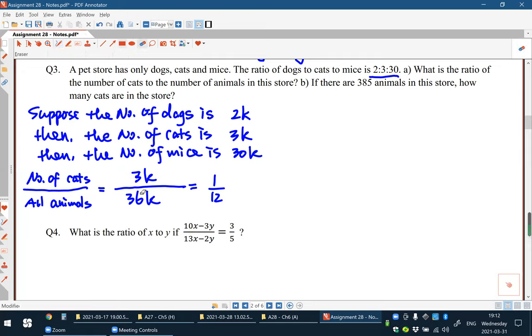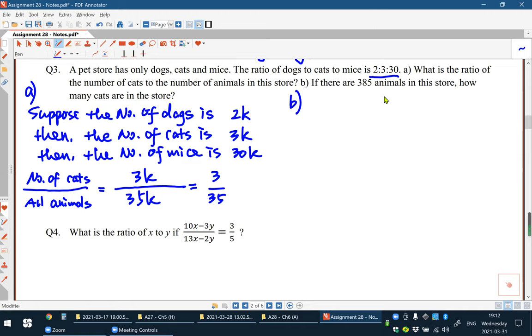Sorry, this is not 36, it should be 35. So the number of cats to the number of all animals is 3 to 35, right? Okay, so this is our solution for the first question.